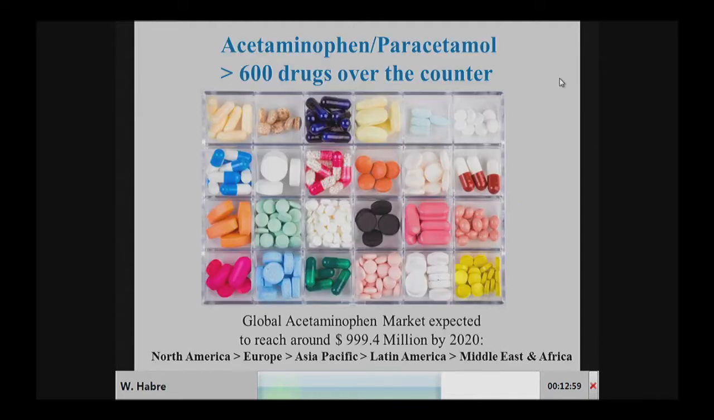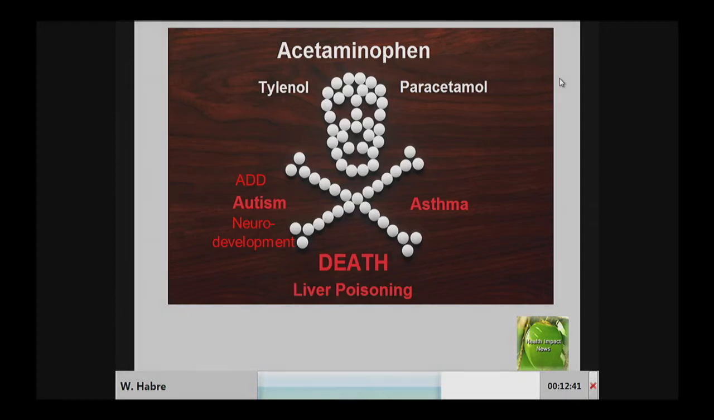Paracetamol. You know this drug, you use it every day, everybody uses it. It's like a lollipop somehow. More than 600 over-the-counter drugs contain paracetamol. This is a big problem, and the global market is huge, expected to be 1 billion in 2020. The problem is that there have been many warnings about paracetamol, because many deaths have been reported due to liver poisoning. In Canada, for example, 4,500 patients every year are admitted for liver poisoning.